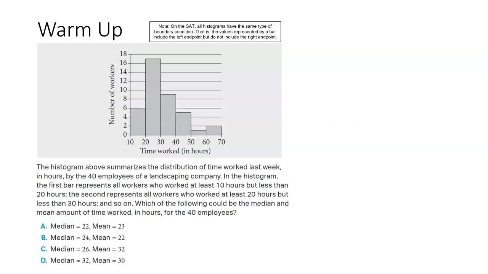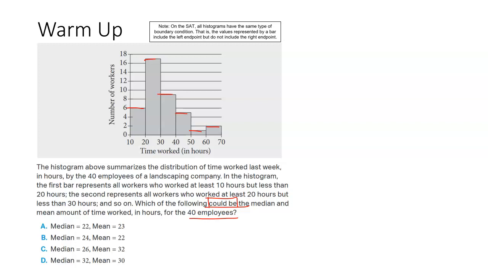So it asks which of the following could be the median and mean for the amount of time worked in hours for the 40 employees. So a couple things I want you to pick up on. One, 40 employees. That means if I add up the total of each of the bars, it totals 40. The other thing is "could be." Not "is," could be. Which ones are reasonable?